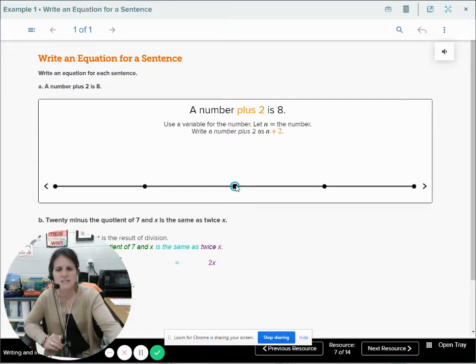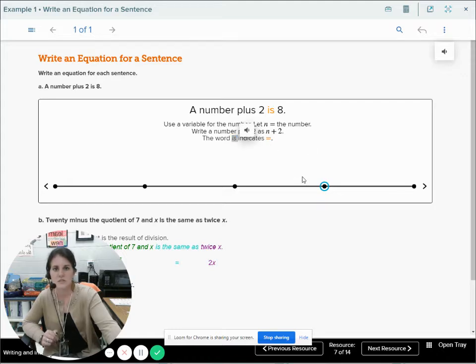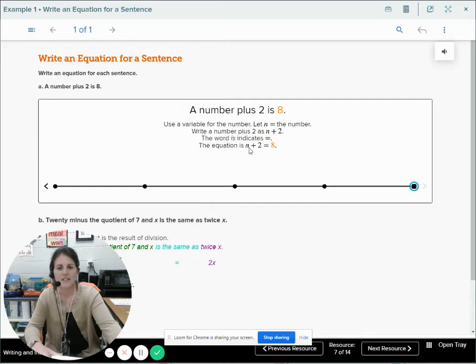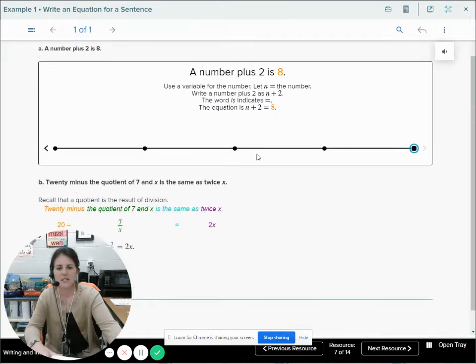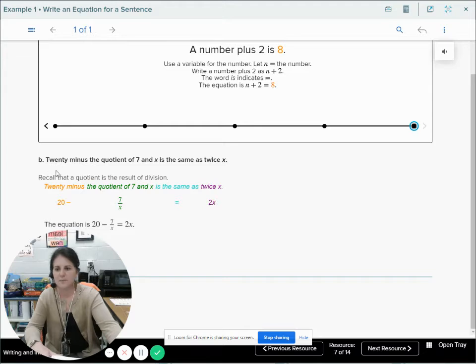Plus 2 is 8. Well, plus 2, all we do is write plus 2. We're adding 2 to that unknown number. And then the fact that it says is 8. The word is means equals. It equals 8. A number plus 2 equals 8. You can exchange is and equals, and it doesn't change the meaning of our sentence. So now we know that the equation is n plus 2 equals 8.